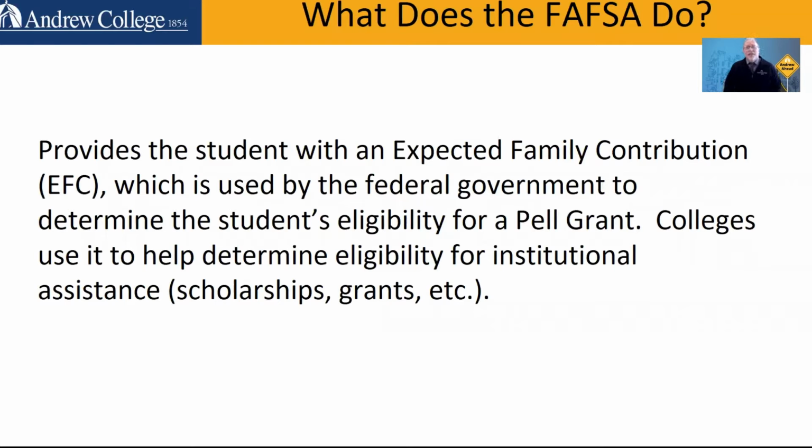Now, what does the FAFSA do? The FAFSA provides a student with a number called the EFC, the Expected Family Contribution. And I'll define that here in just a moment. But that number is used by the federal government to determine the student's eligibility for a Pell Grant. Now, what a college does is we use that number to determine eligibility for institutional assistance. And that'll tell us what a student's financial need is. And again, I'll define that here in just a moment.